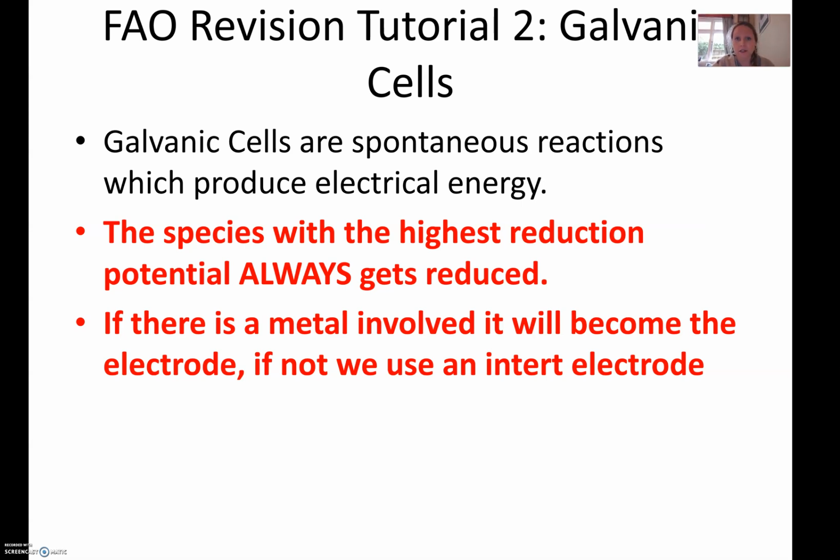So galvanic cells are spontaneous, which means if you put these two things together they will produce electrical energy, which we measure using a voltmeter. The species with the highest reduction potential always gets reduced. And if there's a metal involved, so if we're talking about copper or zinc, then that will become the electrode. If we don't, so if we're talking about aqueous solutions, so let's say we're talking about permanganate ions or manganese ions, neither of those are in the metallic form, so therefore we will use an inert electrode.